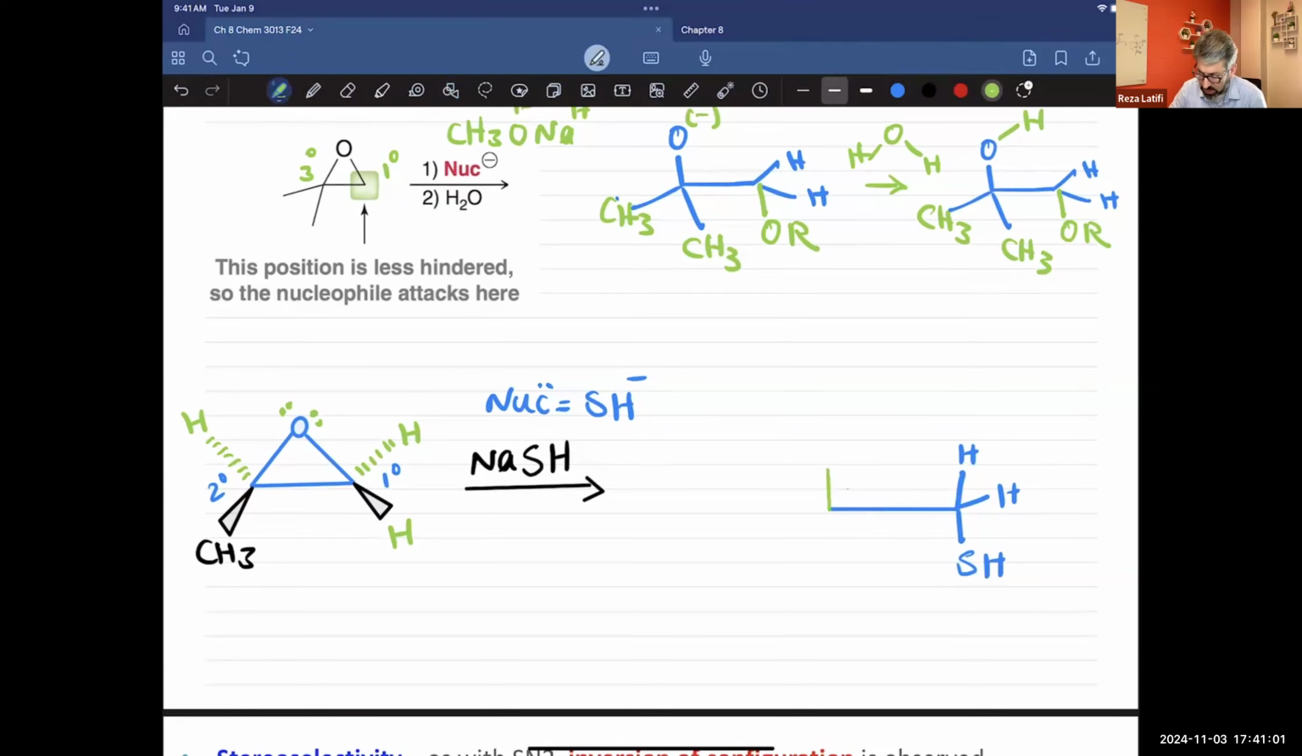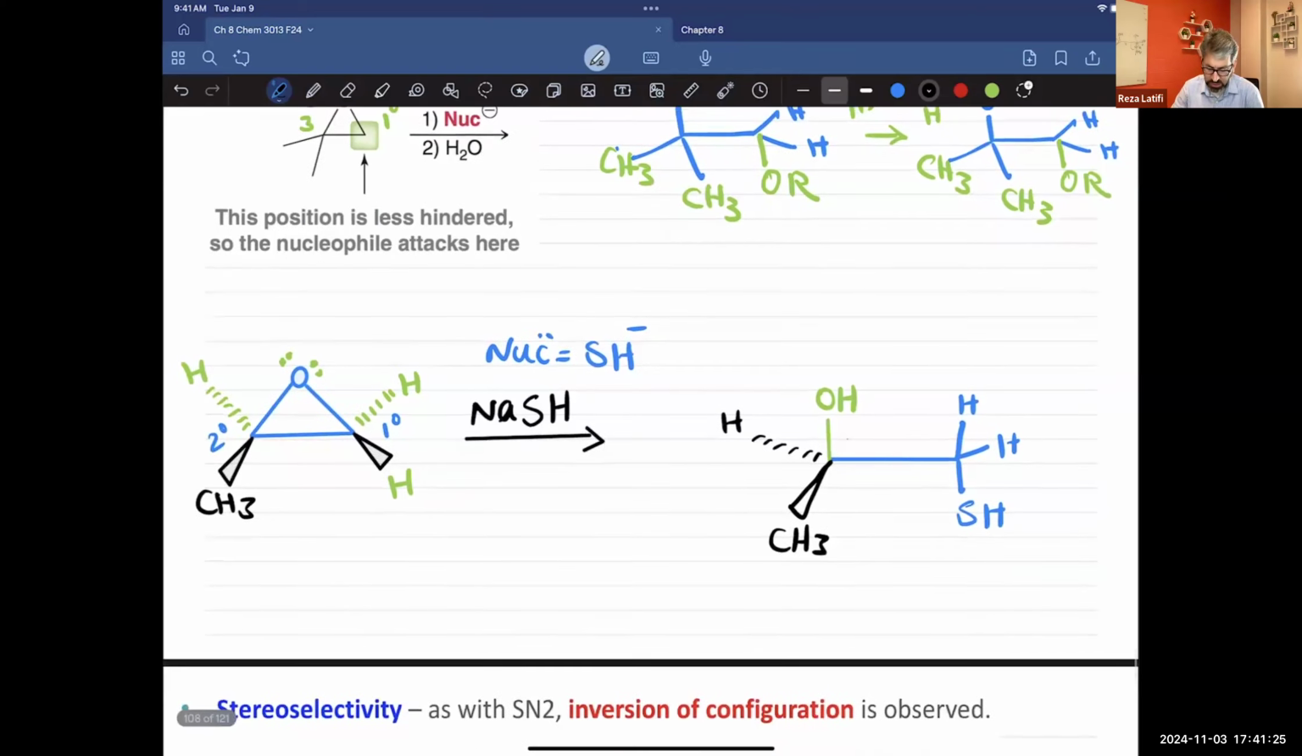O here. That's going to be OH after absorbing H, or taking H from the solvent, and then the methyl will be pointing down here toward us, and then hydrogen will be there. Now the attack happened on a carbon that is not a stereocenter. So I'm going to say the nucleophile SH attacks this carbon, and because that's not the stereocenter, it did not change the configuration.